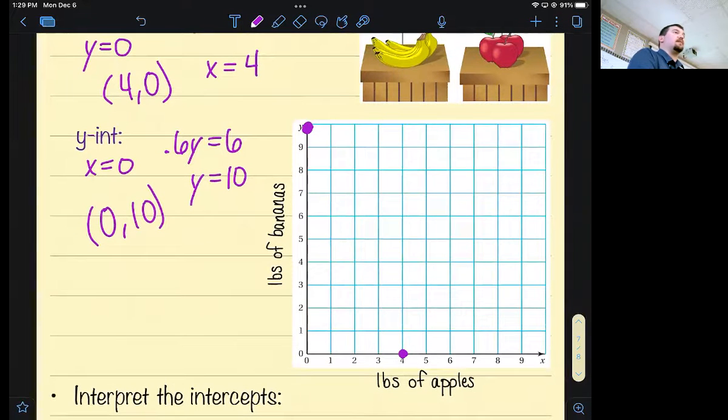Can I buy in between values? Can you buy half a pound of bananas or like a couple ounces? Yeah, sure you could.